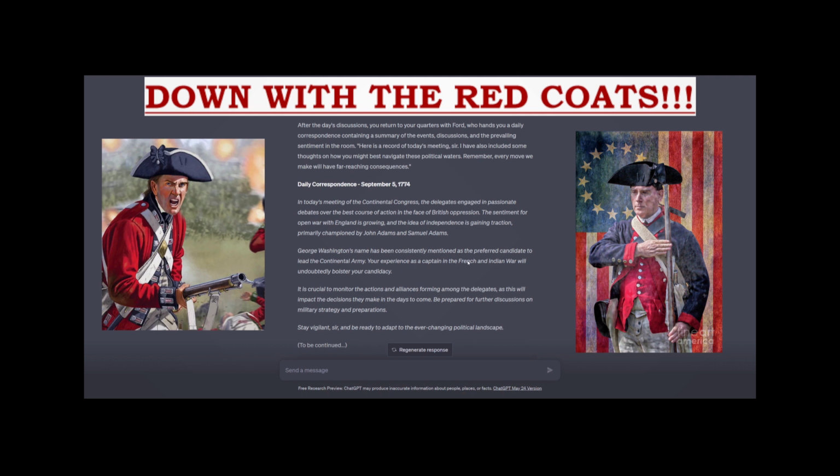Your experience as captain in the French and Indian War will undoubtedly bolster your candidacy. It is crucial to monitor the actions and alliances forming among the delegates, as this will impact the decisions they make in the days to come. Be prepared for further discussions on military strategy and preparations. Stay vigilant, sir, and be ready to adapt to the ever-changing political landscape.